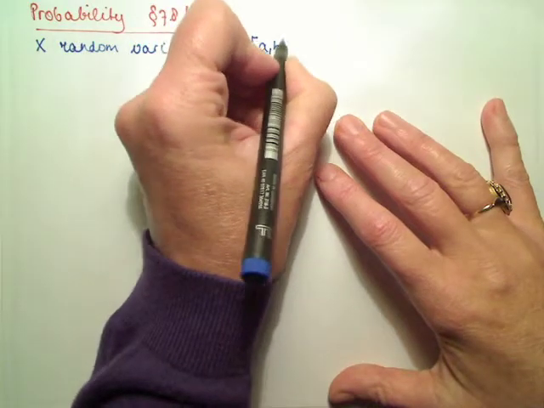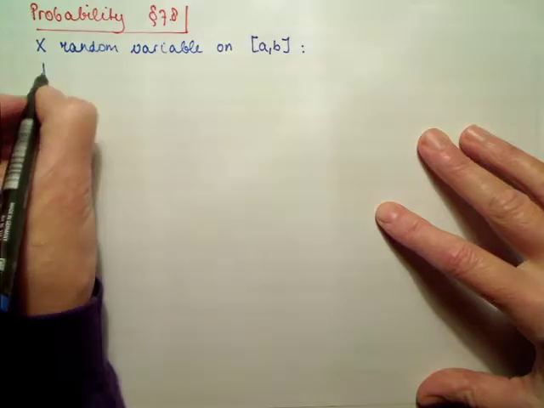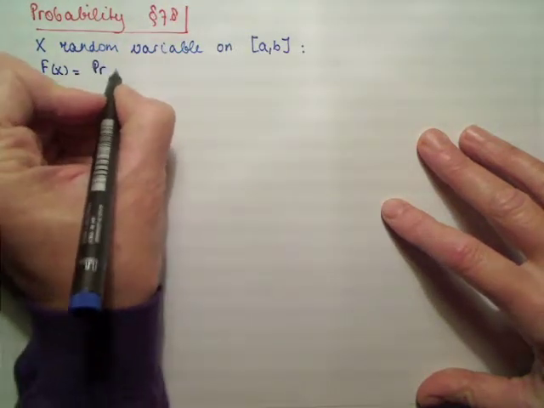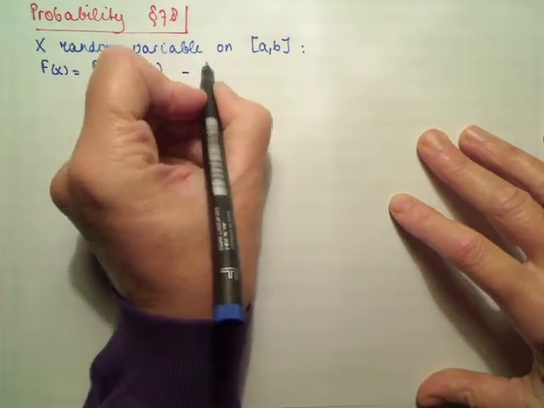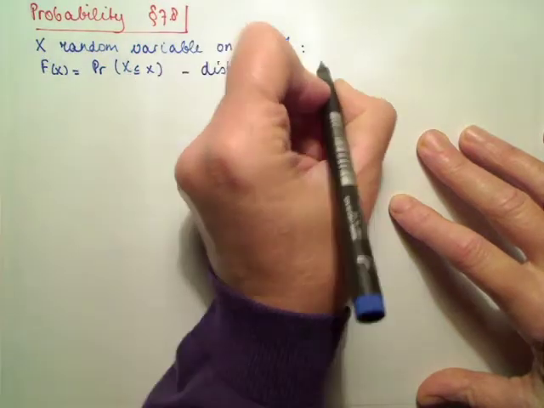And then we know what the distribution function is. This is denoted by capital F of x, is the probability that x is less than or equal to little x. And this is now a distribution function on the interval AB.